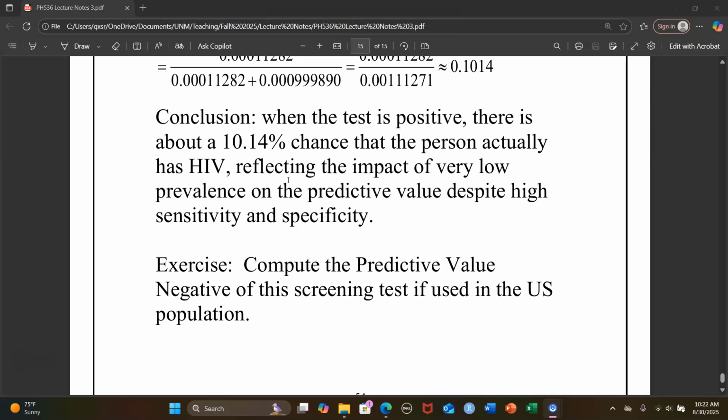This test is very good at ruling out cases, okay? But it's not really good at detecting new cases. That's the implication of our calculation here. So if you also want to use it to detect HIV positive cases in the US population, you probably want to pair it with another test which has a high PV plus.